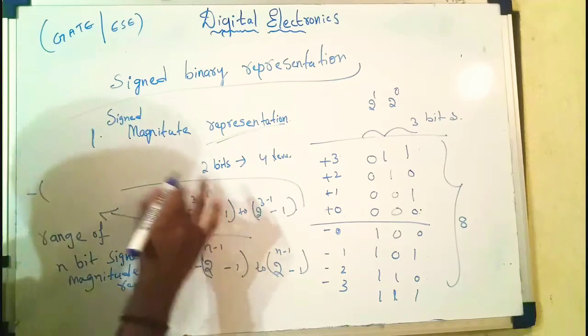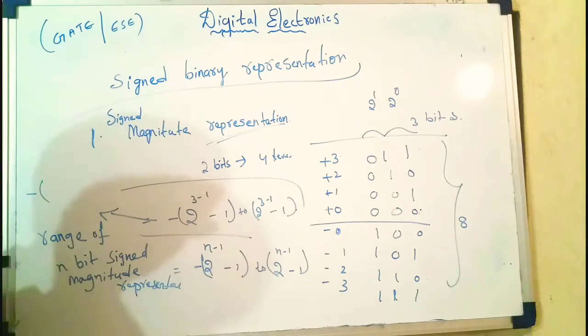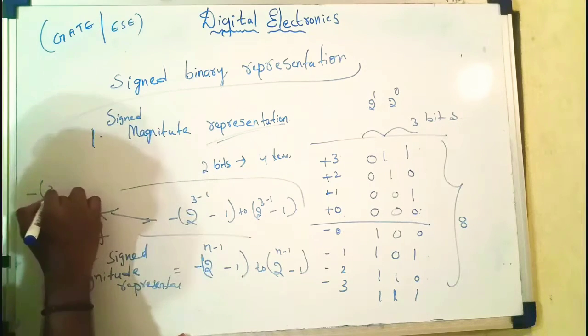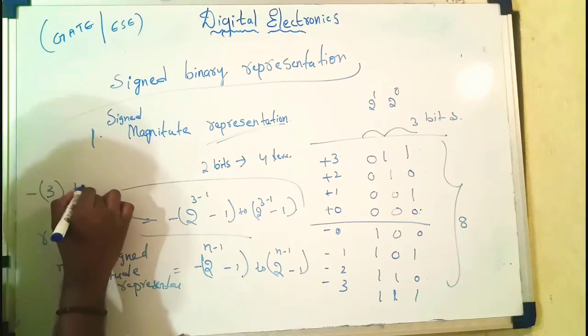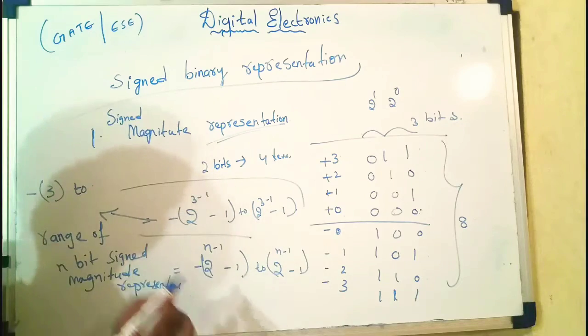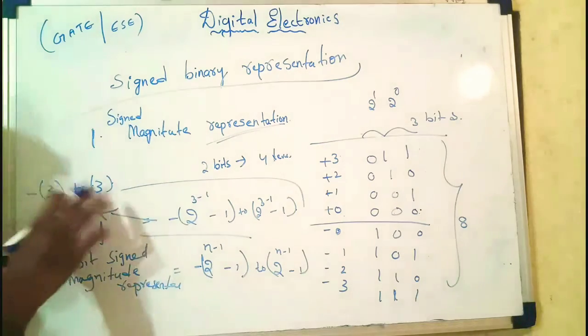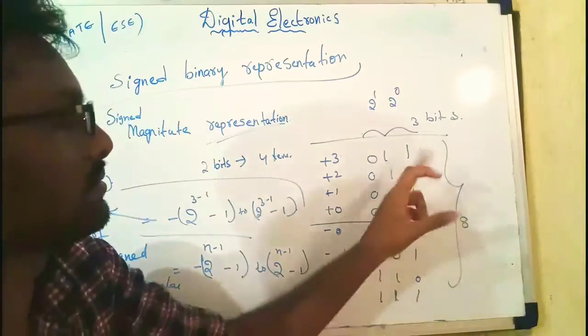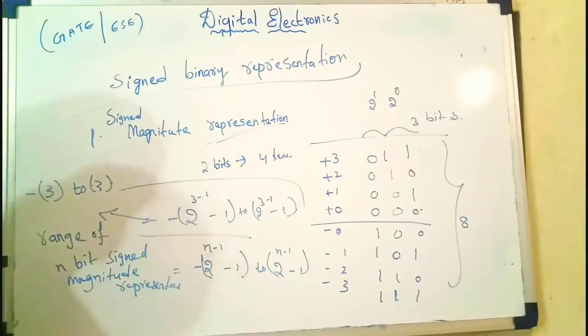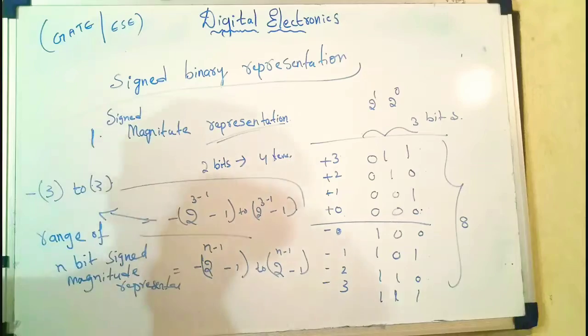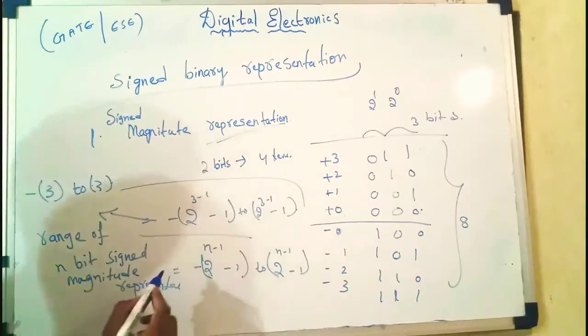2 power 3 minus 1 is nothing but 2 square, which is 4. 4 minus 1 is 3. So this is minus 3 to plus 3. This is the range of the values for n-bit sign magnitude representation.